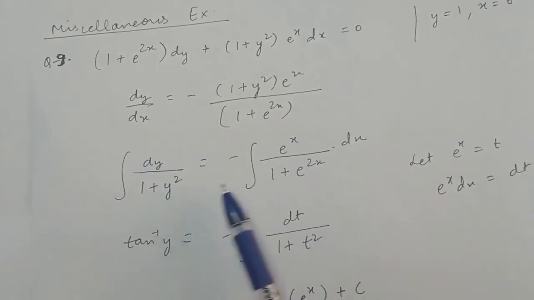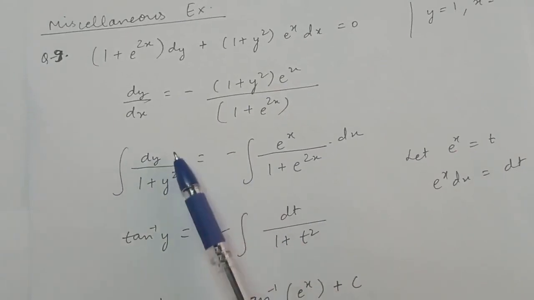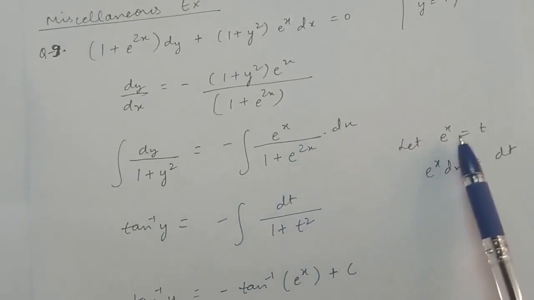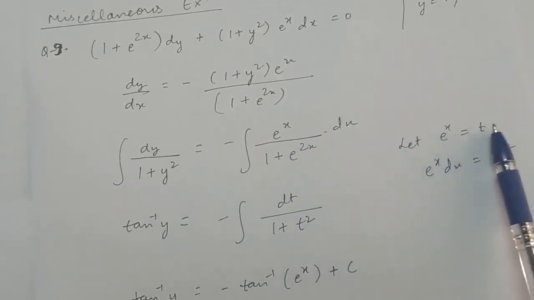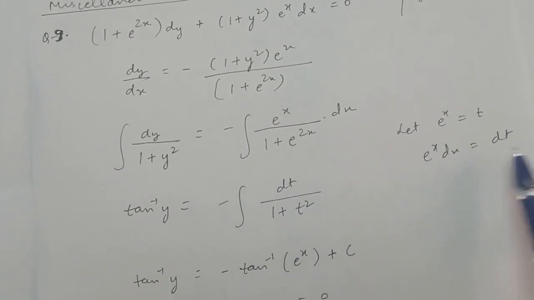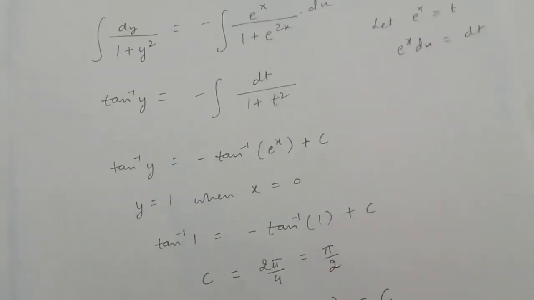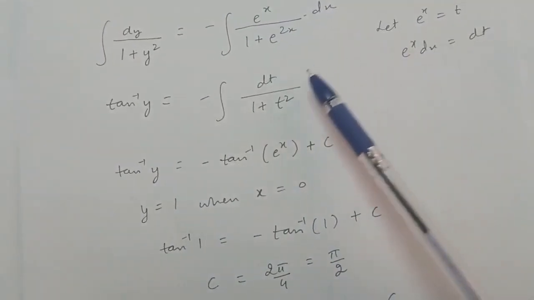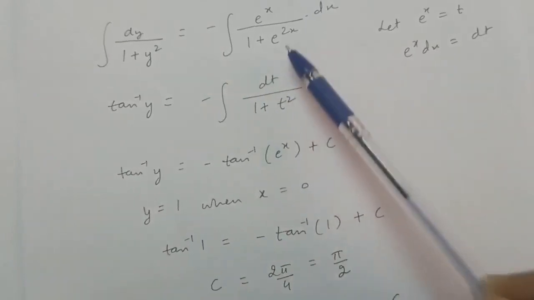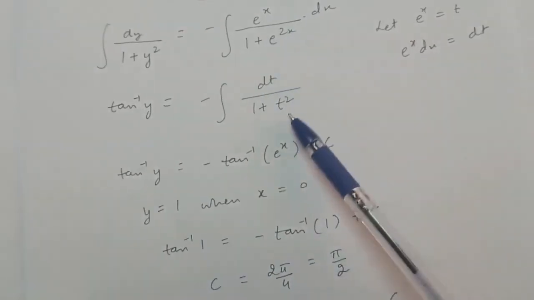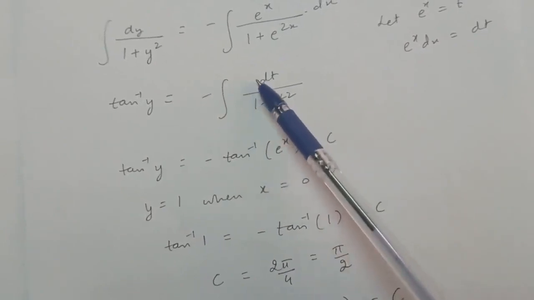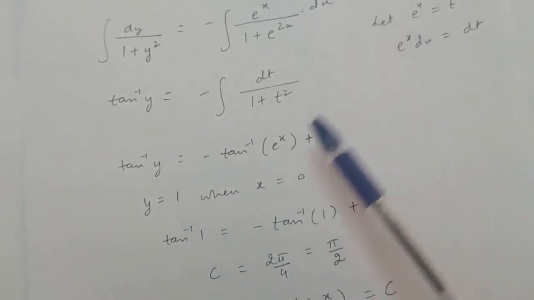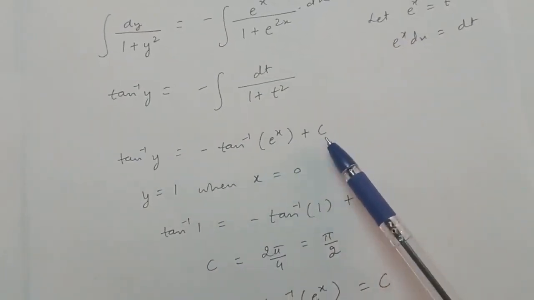Now integrate both the sides as variable has been separated. Integral of this is tan inverse y. Now for this integral, let e raised to the power x as equal to t. Then after derivating both the sides, you will get e raised to the power x into dx equal to dt. Make the changes. In place of e raised to the power x into dx, dt upon 1 plus this is e raised to the power x square, therefore t square. Again integral of 1 upon 1 plus t square is tan inverse t, and t is nothing but e raised to the power x plus c.